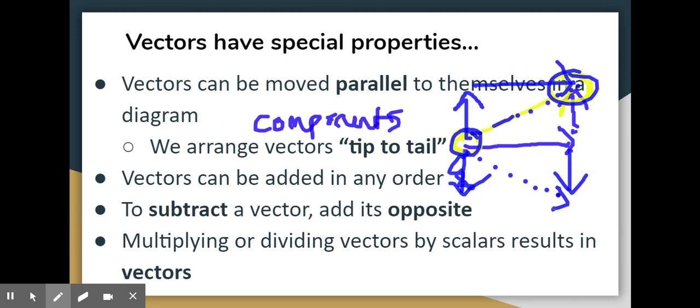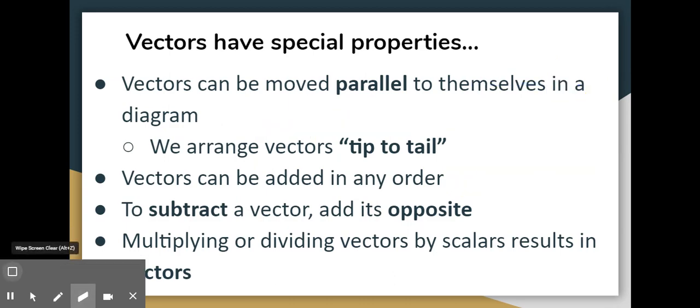Multiplying or dividing vectors by scalars still results in vectors. So if you end up having to multiply by a scalar, you will still have a vector. I'm going to go ahead and erase that.